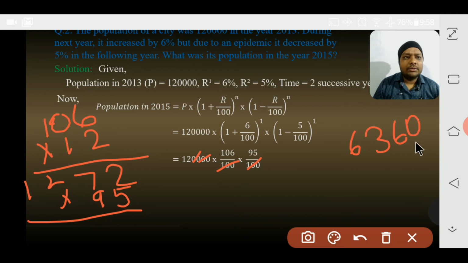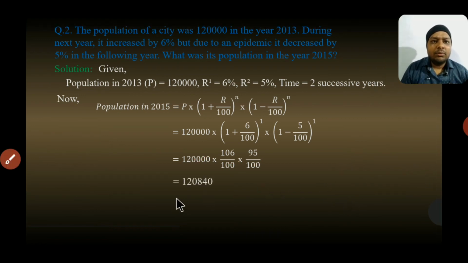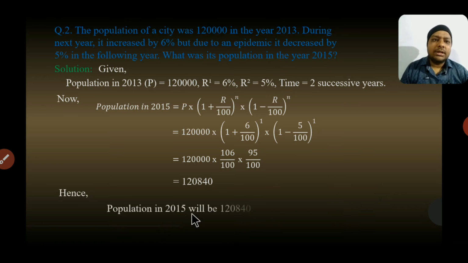Then downside cancel. Now 9 twos are 18, 8 carry 1. 7 nines are 63, 64, carry 6. 9 twos are 18, 6 is 24, 4 carry 2. 9 ones are 9, 2, 11. Then it will be 12,840. That will be the population in 2015. So hence we can say that the population in 2015 will be 1,20,840. That is, 840 will be increased.